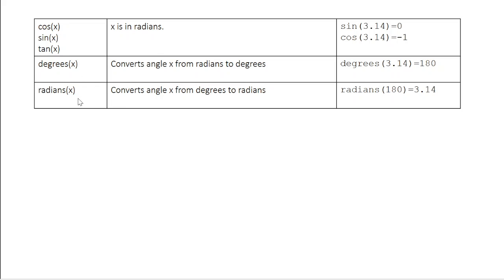Then degrees x. This basically converts the angle x from radians to degrees. For example, if you want to see pi radians corresponds to how many degrees, you say degrees 3.14, you get 180. Similarly, radians x, it converts angle x from degrees to radians. So when you say radians 180, you get 3.14. Radians 0, you get 0. 0 degrees, 0 radians. So many a times students make a mistake, they forget to put the s here. They simply say degree x or radian x. That's not correct. This is degrees and radians.